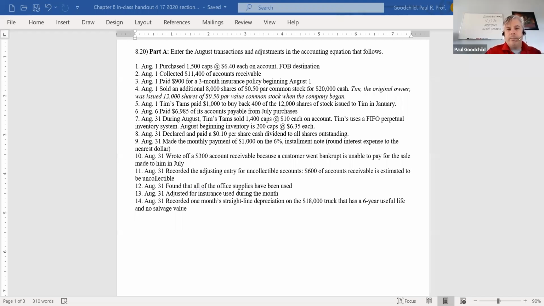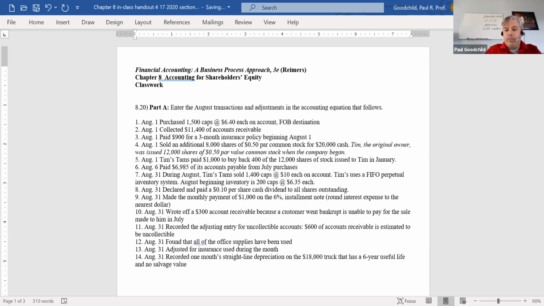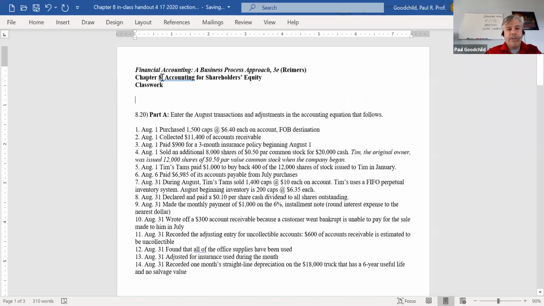Okay, so the wrap up for chapter 8 is the kind of comprehensive problem where we go through and record all the transactions into the accounting categories. So today's date.